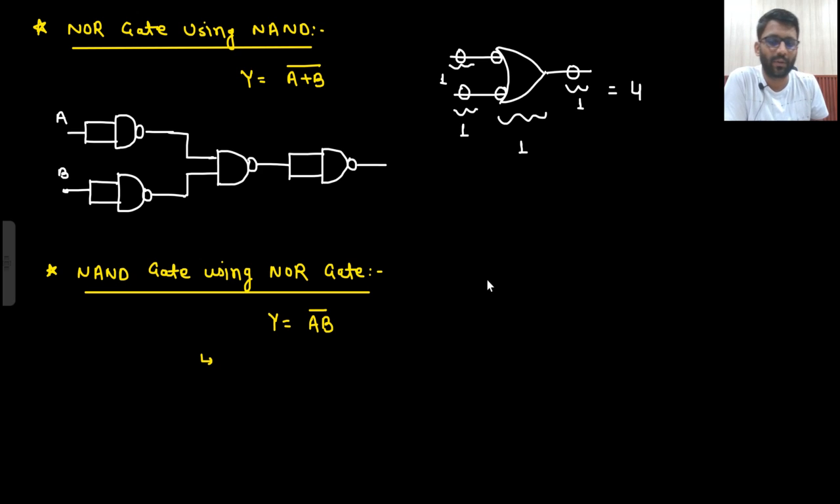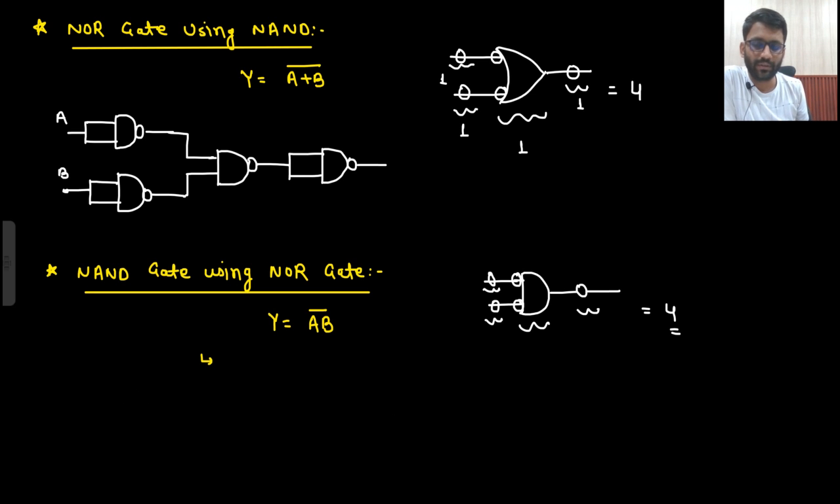And what about this one? What do you need? A into B and then another bar. So you have to introduce an inverter here, you have to introduce an inverter here. So another inverter you have to introduce, another inverter you have to introduce here. So 1, 2, 3, 4. So answer will be 4.